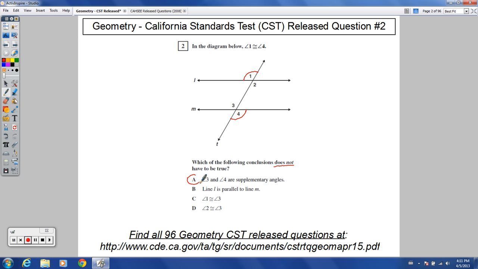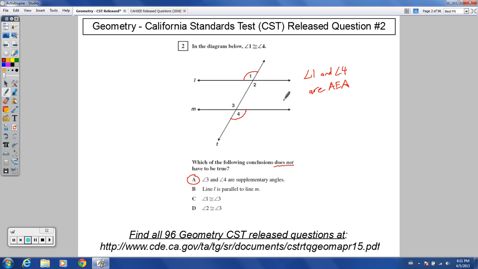I'm going to circle this for now, but I'm going to check the other ones to make sure that these are wrong. So part B, line L is parallel to line M. Does that have to be true? Well, if you remember your CIA, AIA, alternate interior, alternate exterior, consecutive interior angles, those kinds of things, these are alternate exterior angles. So angle 1 and angle 4 are AEA.